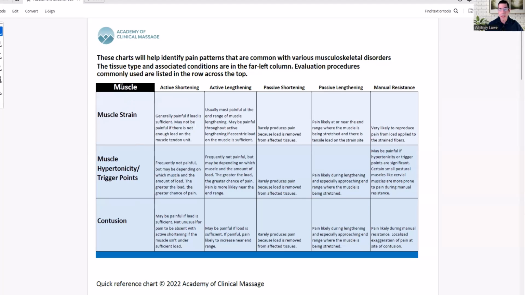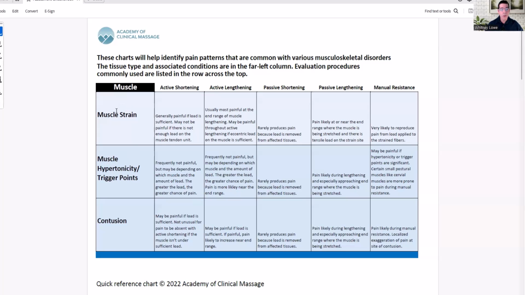Like, for example, on this page, we're looking at muscle. And then we're going to look at the most common types of injuries to muscles, whether that's a strain, where a muscle is pulled excessively and there might be torn muscle fibers, or whether that's just hypertonicity and myofascial trigger points, which is really more of a neurological or neuromuscular phenomenon. Or another type of injury would be a contusion, where a muscle is subjected to a very high impact force trauma. So these are the things that might potentially happen and the results of the evaluation procedure if this particular type of condition is present.